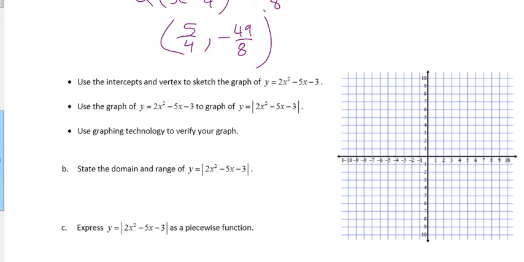Okay, so what were the intercepts? What were the x-intercepts? 3 and minus a half. Okay. What was the y-intercept? Minus 3. Why did they give us so much space? What was the vertex? 1 1/4 and what? What's -49/8? That's like -6 and a bit, right? So 1 1/4 and -6 and a bit.